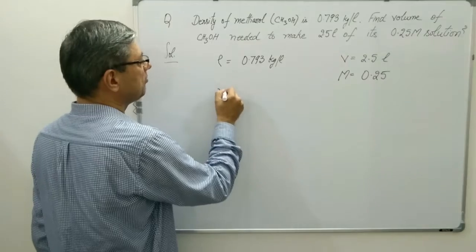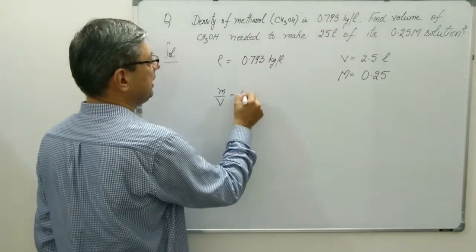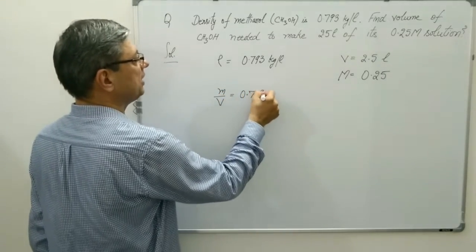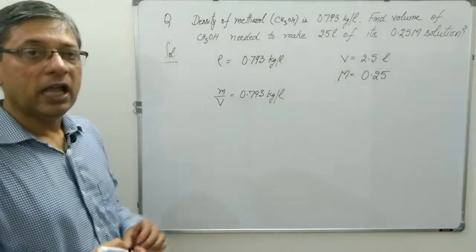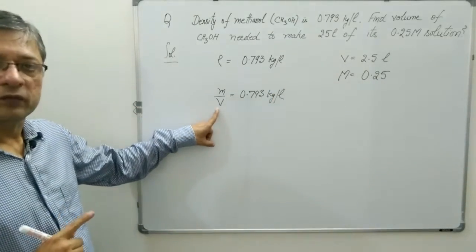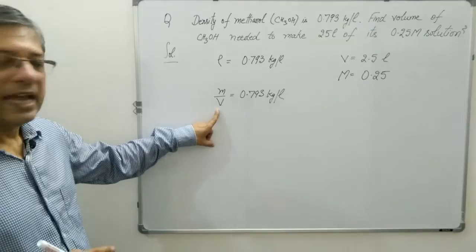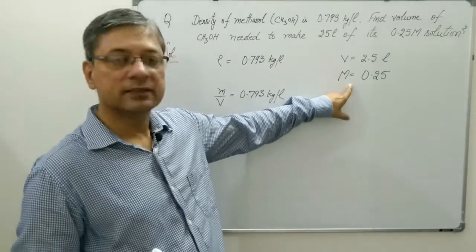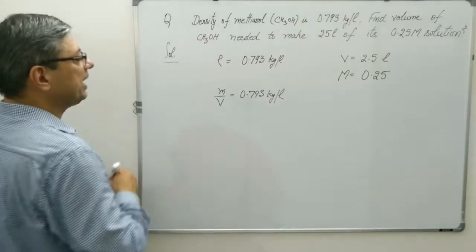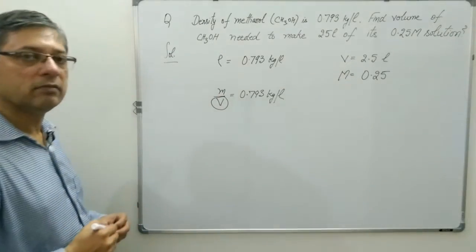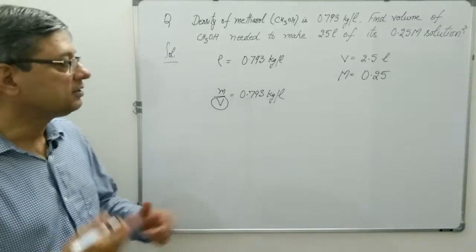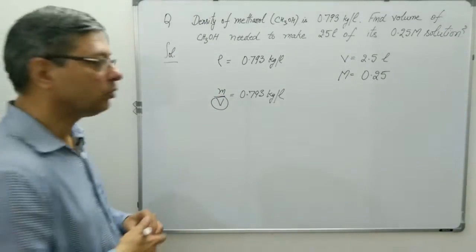Density formula we know, mass per unit volume, and that is 0.793 kilogram per liter. I have to find the volume of this methanol which has been used to prepare this solution. That is, I have to find this V. For finding V, I have to first calculate the mass of methanol. Let us look at other formulas in the question.